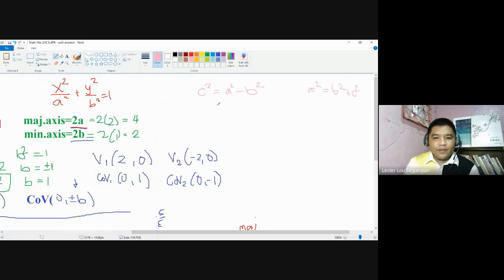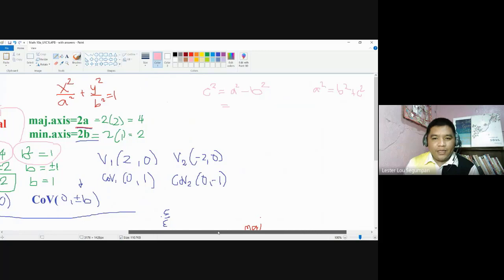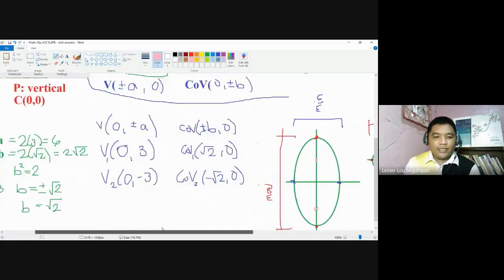So solve for C. A squared and B squared will be substituted here. You don't need to square A and B, since we already have A squared and B squared given earlier from the standard form. And that would be 4 minus 1, which is 3. That's your C squared. C could be positive or negative square root of 3. But since we are using the length, we are talking about the positive square root of 3. Regardless of whether it's a horizontal or vertical position, it's the same here.